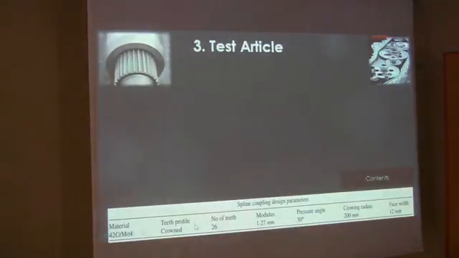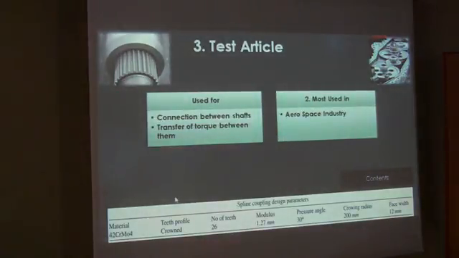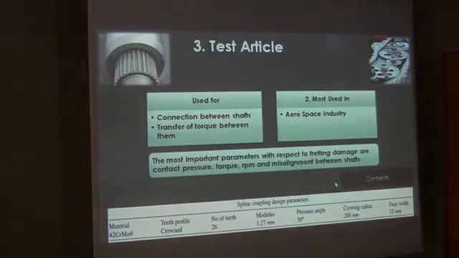Now something about the test article, the sample on which we performed these tests. We performed these tests on spline couplings, which are frequently used in the aerospace industry. We specifically got some test samples from Avio. They are used to connect shafts and to transfer torque and power. The design specifications of the spline couplings are given here: the type of material, the teeth profile, number of teeth, modulus, pressure angle. And in this case again we were looking at contact pressure, torque, RPM, misalignment between shafts, etc.